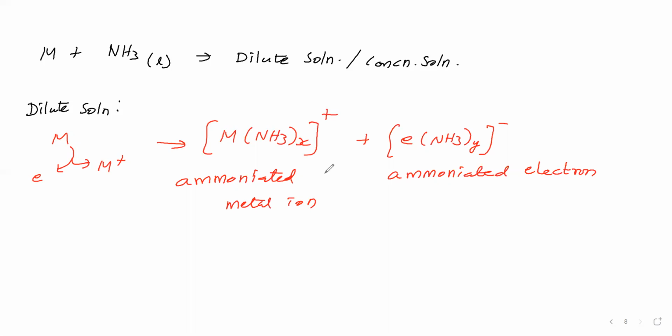Because of this unpaired electron, this solution is paramagnetic. This solution conducts electricity because of this electron and because of this cation.